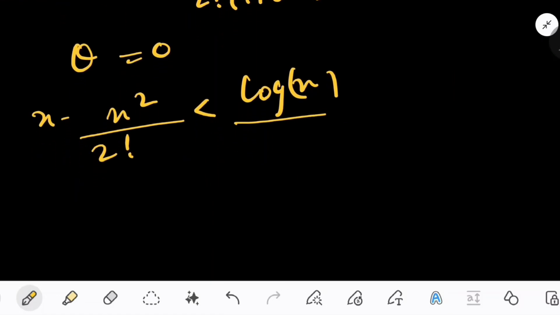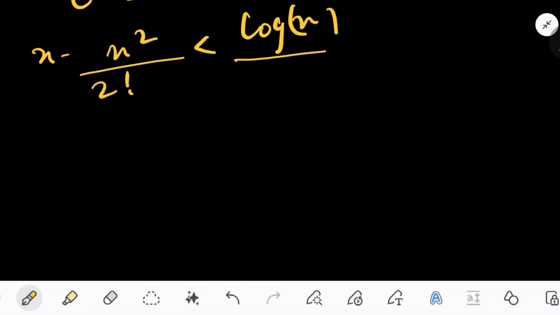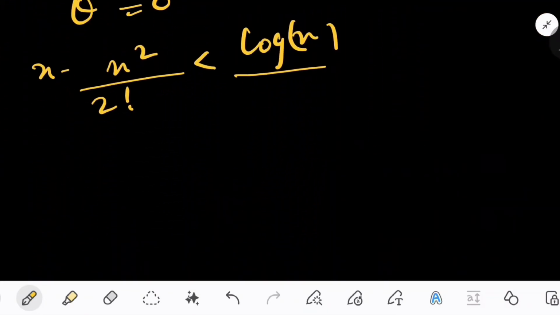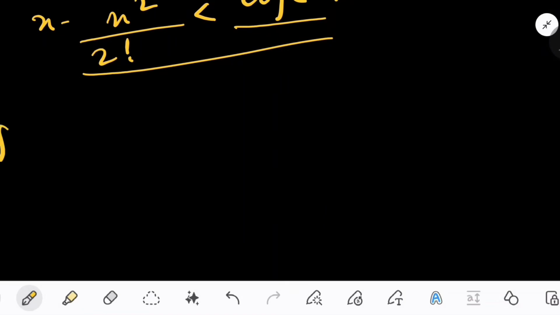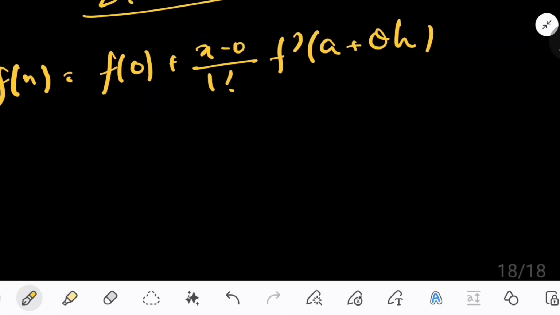And obviously you can see that since you're subtracting something in this case, let's apply again the Taylor's theorem. So you prove this, now apply again Taylor's theorem. f(x) is equal to f(0) plus (x minus 0) upon 1 factorial into f dash of (a plus theta h), right? Just apply. This is indeed LMVT only. LMVT is a special case of Taylor's, you can say like that.